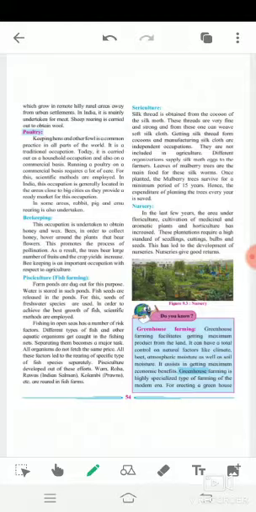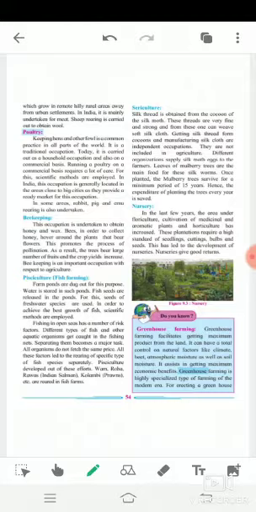Now, beekeeping, this occupation is undertaken to obtain honey and wax. Bees promote the process of pollination. As a result, the trees bear large number of fruits and crop yield increase. So, beekeeping is an important occupation with respect to agriculture.